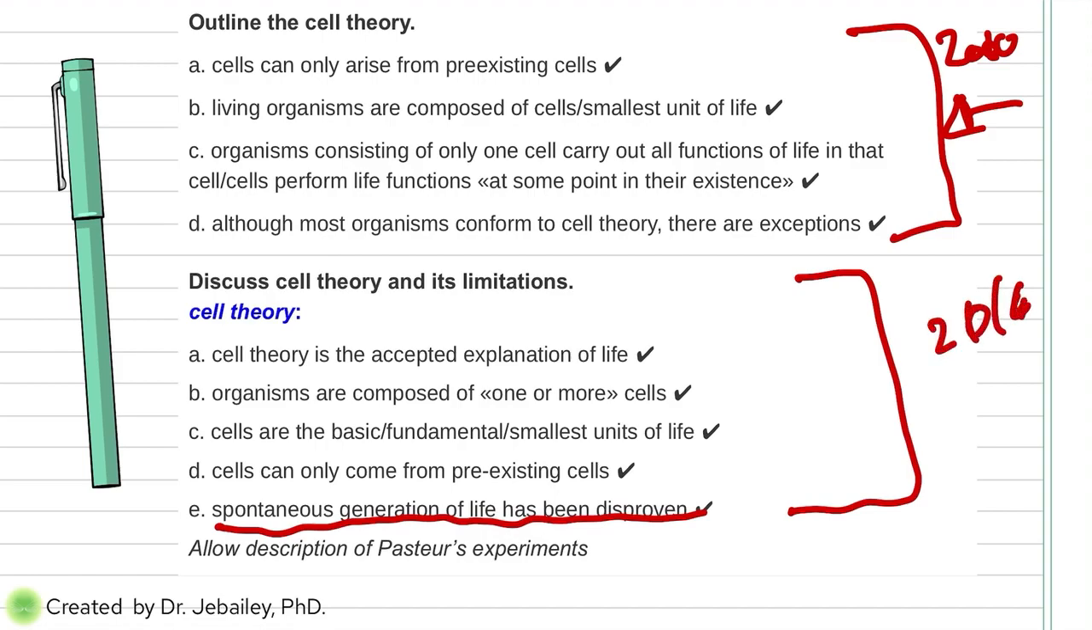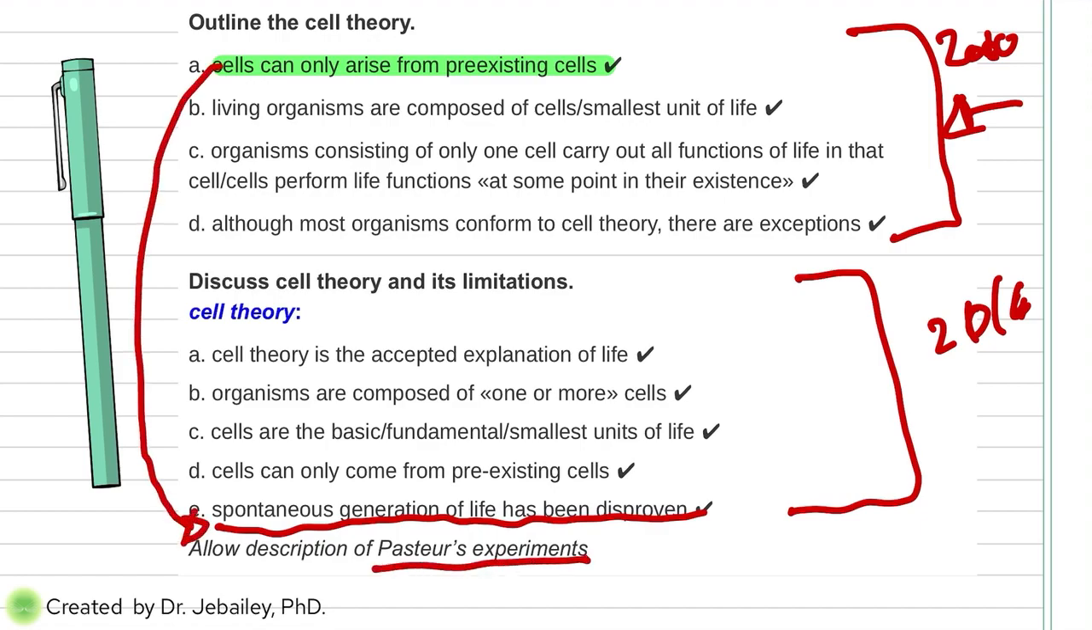So sometimes the mark scheme will come with extra answers. That's why the more information you can write, the better. If you study 1.1, it did talk about Louis Pasteur and how he disproved spontaneous generation, because it's all about cells coming from previous cells. So when you mention this one, cells can only arise from pre-existing cells, quickly mention how Pasteur's experiment basically disproved spontaneous generation.